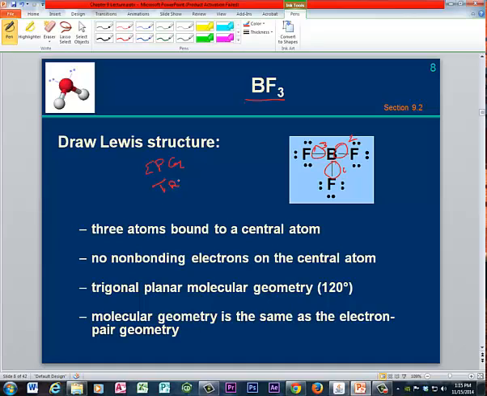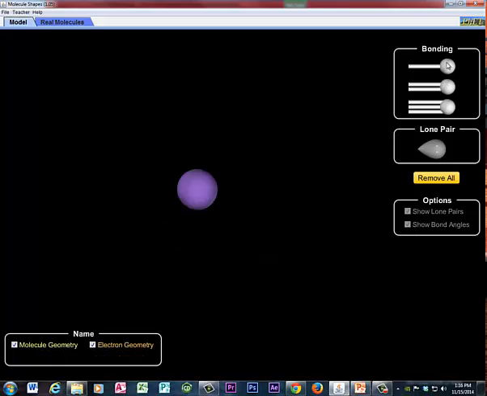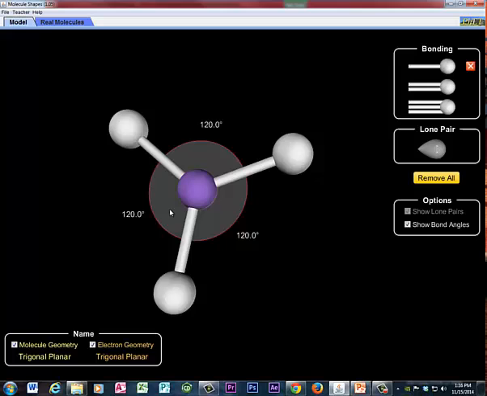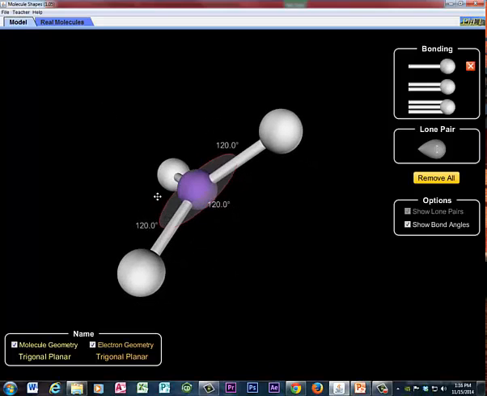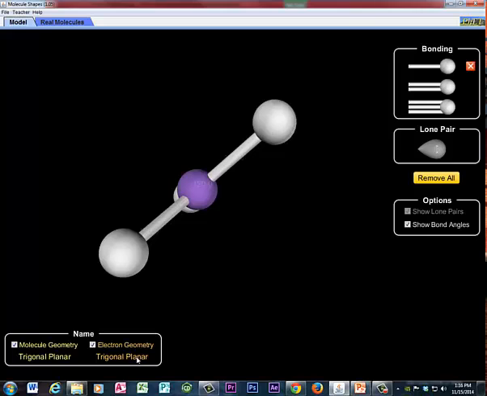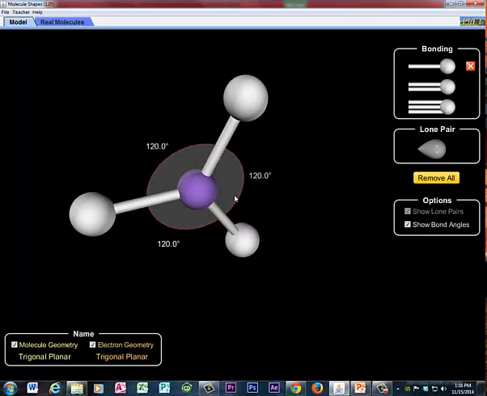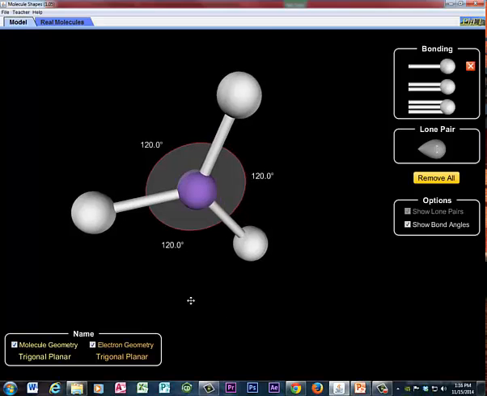that's trigonal planar. Since there are no non-bonding electrons, we know that the electron pair geometry and the molecular geometry will also be trigonal planar. They're the same because there's no non-bonding electrons on the central atom. We can use the drawing tool to indicate that. So for boron trifluoride, we're going to just put 3 bonds, no non-bonding electrons, and in this case, again, we have trigonal planar electron pair geometry. There are no non-bonding electrons, so our molecular geometry is also trigonal planar.